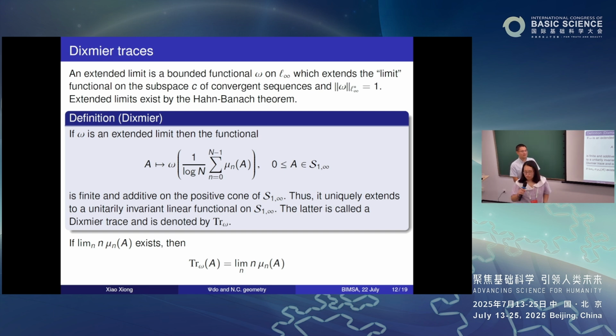Is there any other questions or comments? So you mentioned that one can generalize this to type 2. Yes. And are there any surprises, or does it work more or less the same?